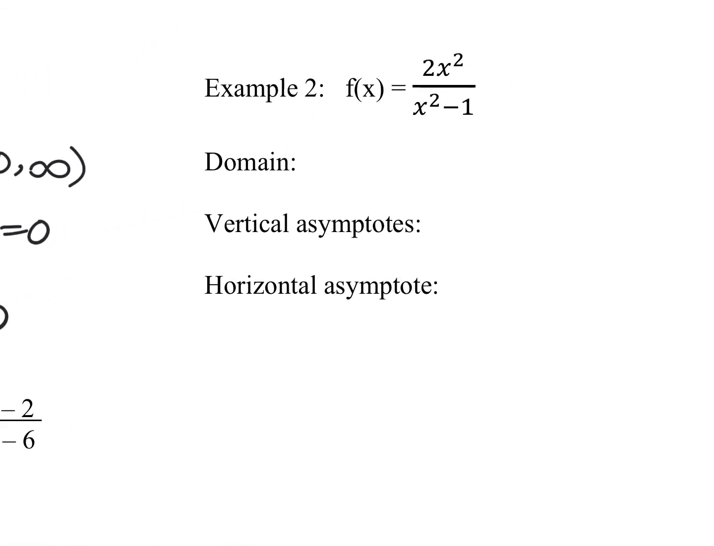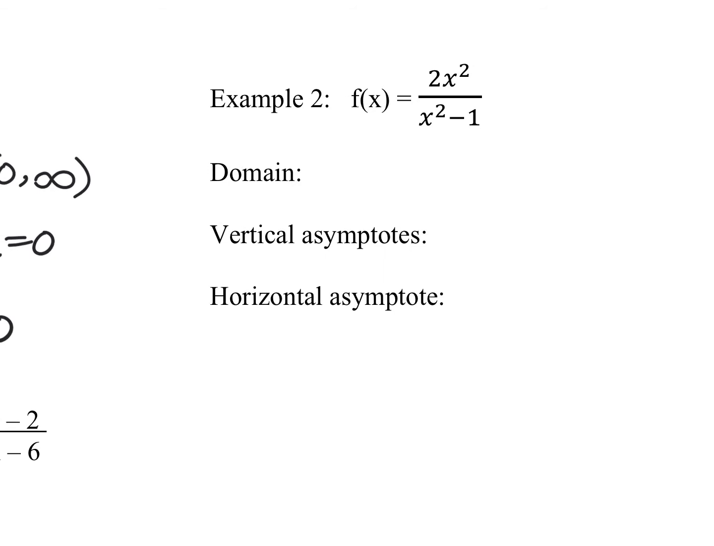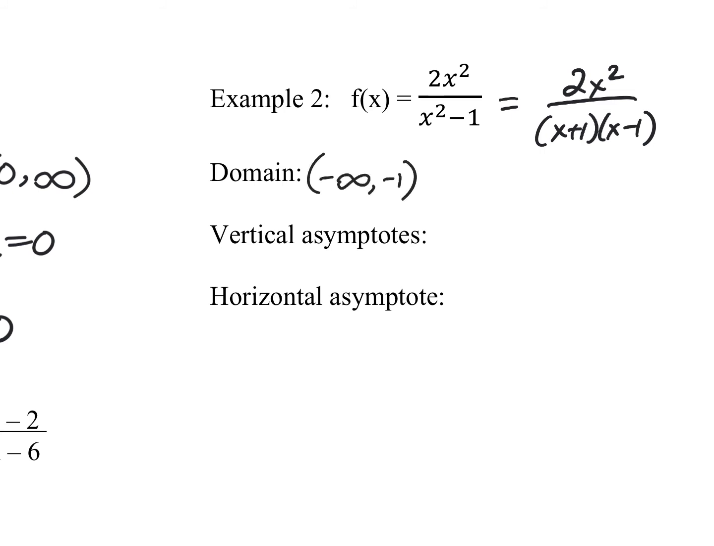In example 2, we have 2x squared divided by x squared minus 1. I think it's worthwhile, if you're able to factor either the numerator or denominator. It's a little bit easier to see our vertical asymptotes and other restrictions. Our domain here, well, I can't have a 0 in the denominator, and that would occur at 2 places. That would occur at -1 and +1.